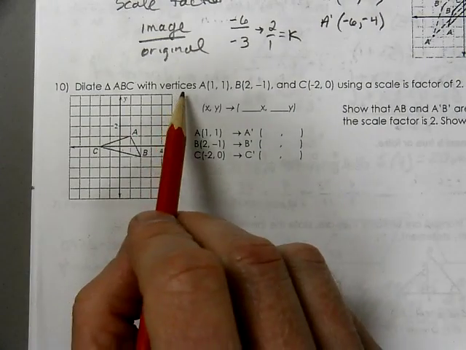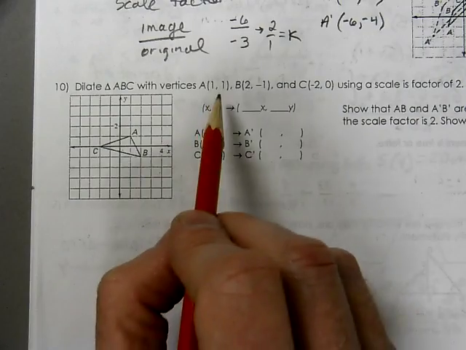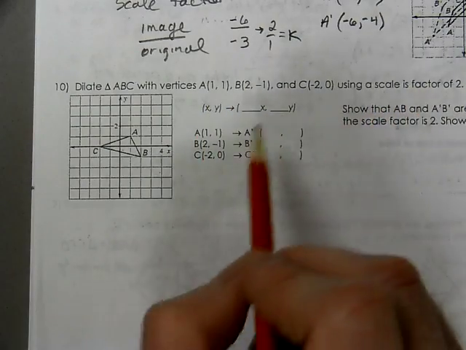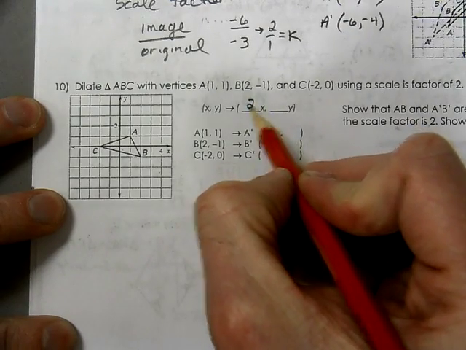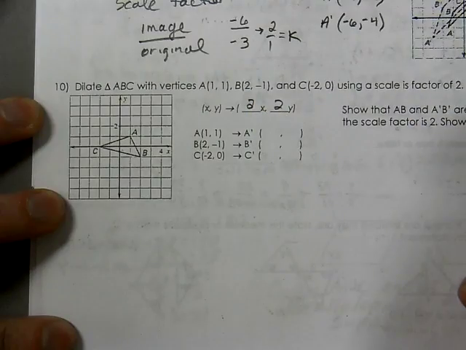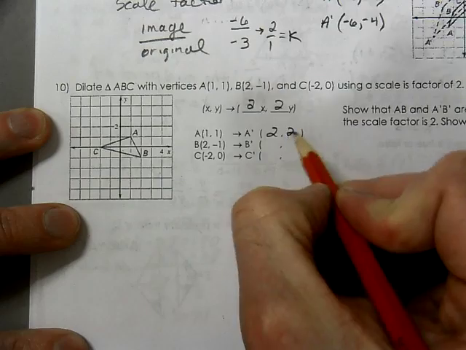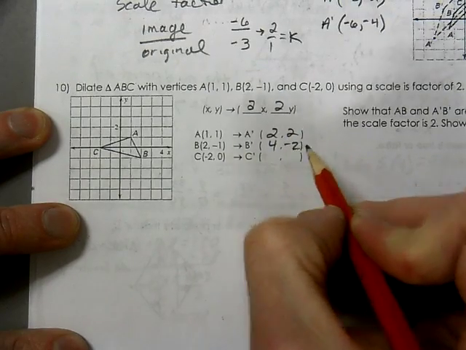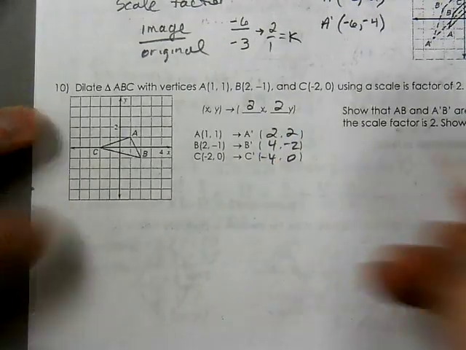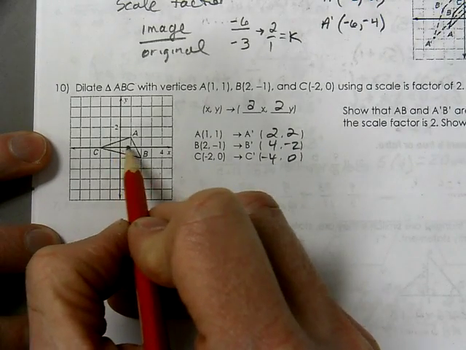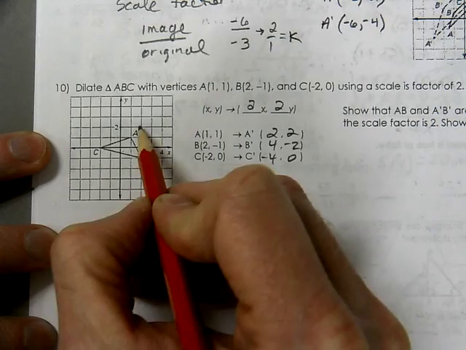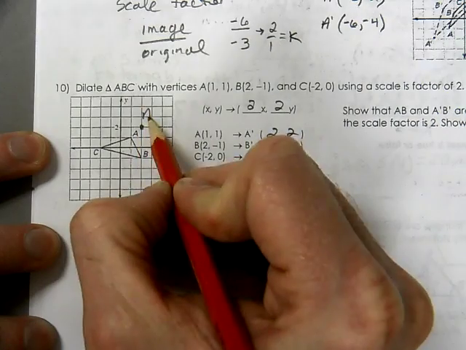We're going to dilate this figure with our coordinates using a scale factor of 2. So that means we're going to multiply 2 to every x and 2 to every y. So that's going to get us 2 and 2, 4 and negative 2, negative 4 and 0. So what used to have a slope of over 1 up 1 is now going to have twice that, so we're at 2, 2.